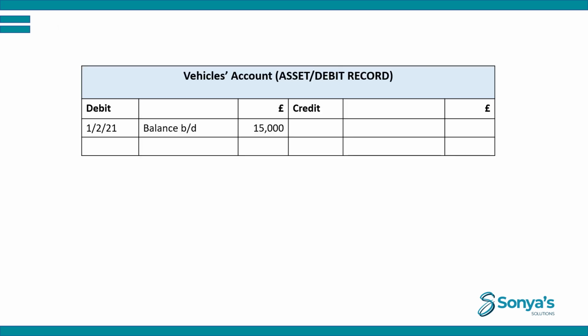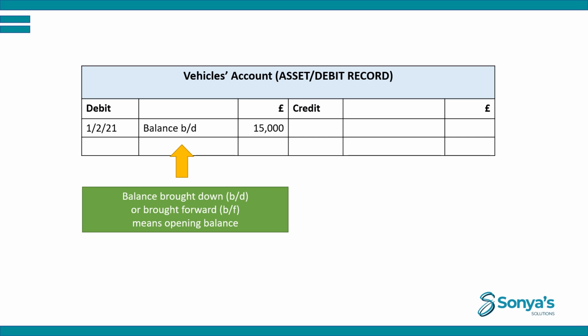The opening balance on an account is dated on the first day of an accounting period. An opening balance is written as balance brought down or balance brought forward rather than opening balance. We'll see why in a moment. In a manual bookkeeping system, a business may balance its accounts at the end of every day, week or month. It depends on the volume of transactions.